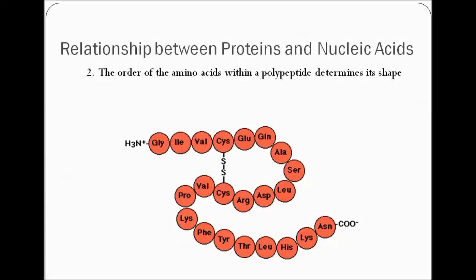So now let's look at the big picture. Let's see how all of this fits together. So the relationship between proteins and nucleic acids is determined by the order of these amino acids. We have our sulfide bond there, and so the order of these and how they cross bond determines their 3D shape.